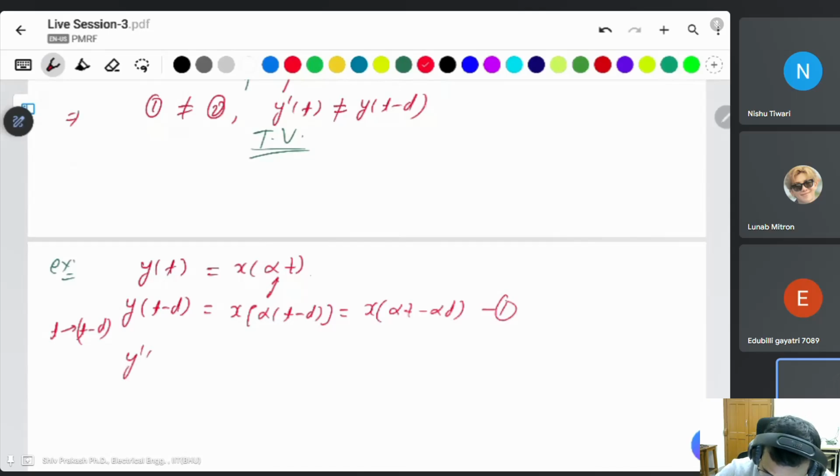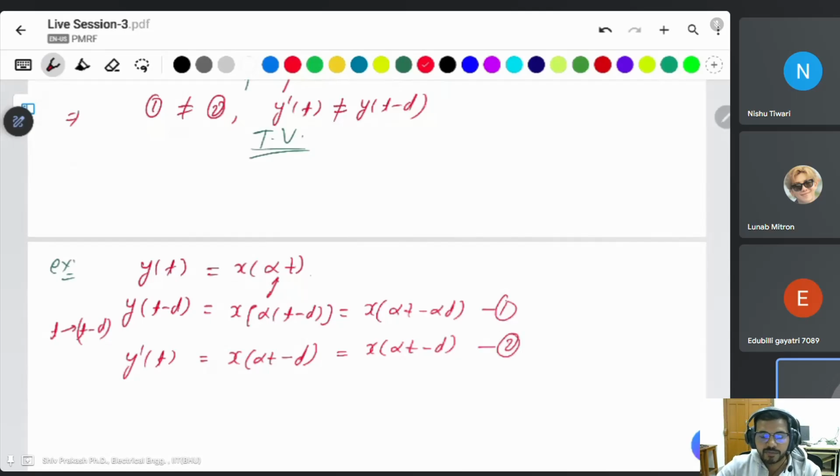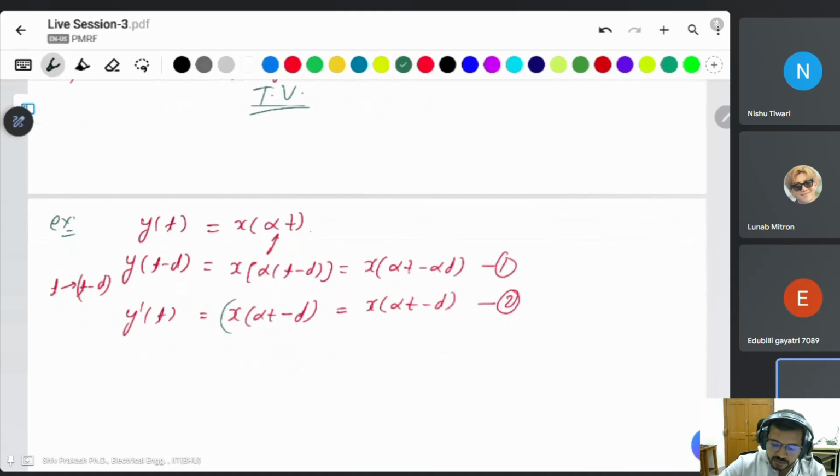Second thing, delay in the input only, then x(αt minus delay). This is also not the same thing. There is a delay only in the input signal. This is the whole input signal, you provide some delay to the whole input signal. But here it provides delay in the system also. In the same condition, y dash t is not equal to y(t minus delay). That's why the system will be a time varying system.